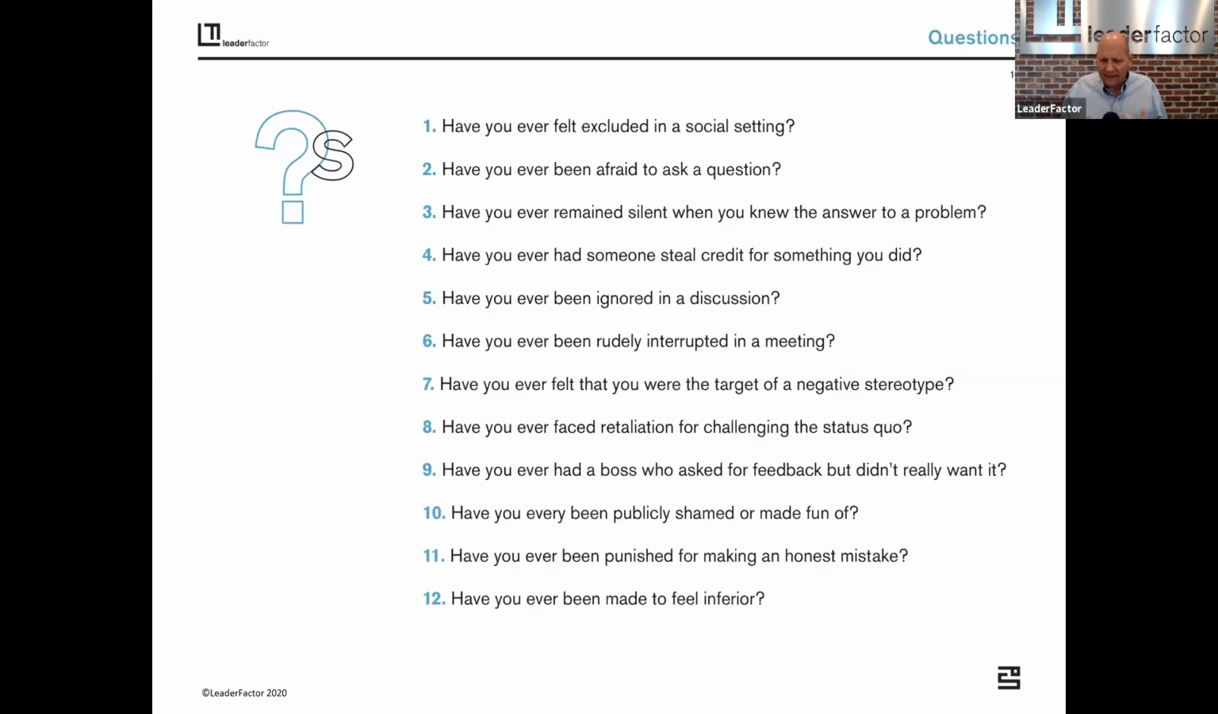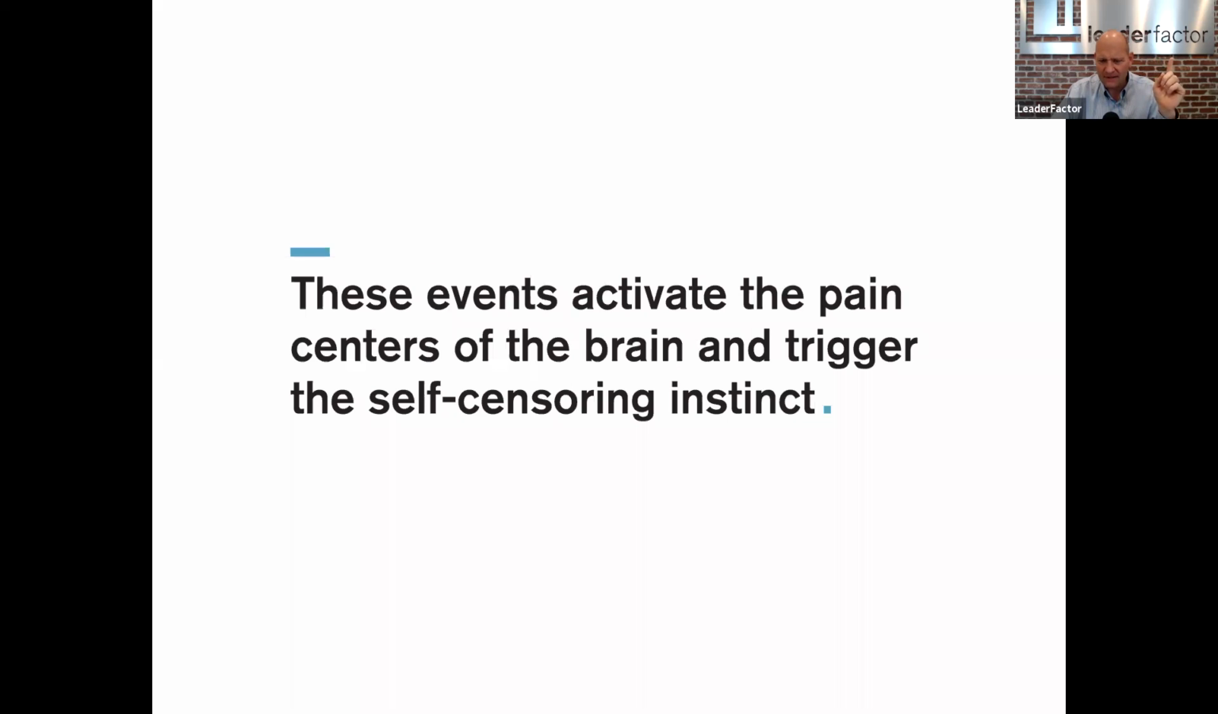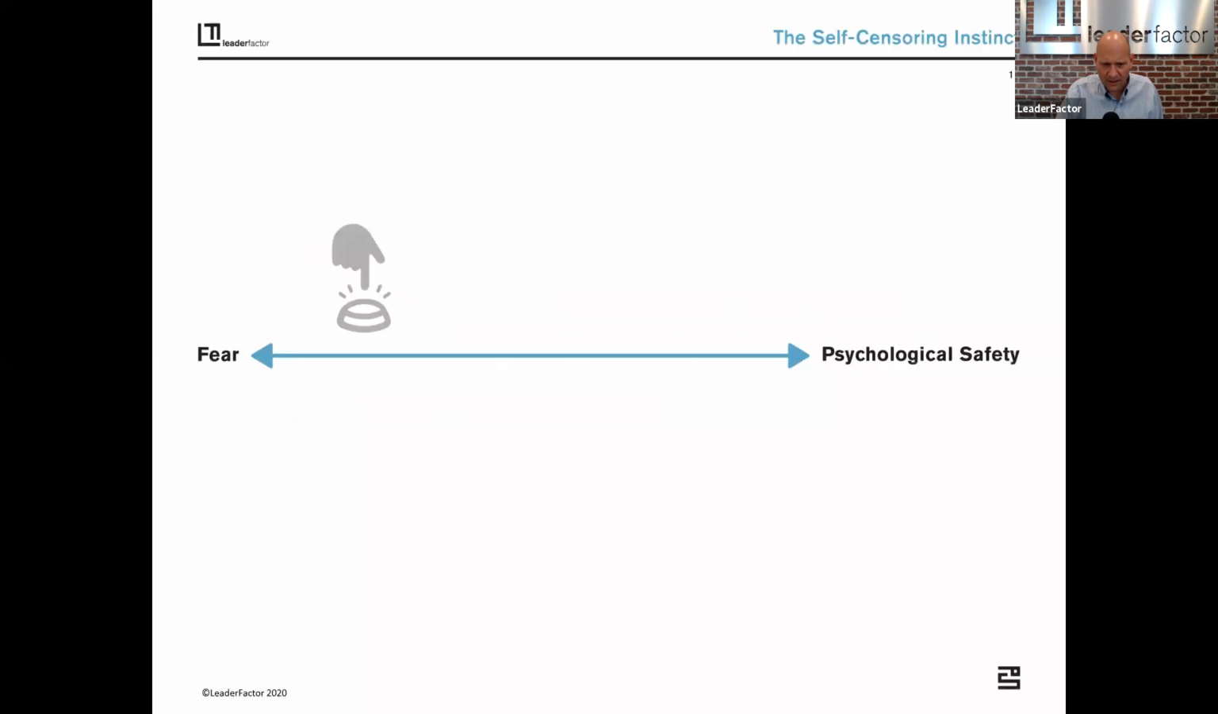But now we're finally, based on mounting empirical research, able to understand the organizational ramifications of these kinds of events. Here's what we know. These events activate the pain centers of the brain and trigger the self-censoring instinct. We all have a self-censoring instinct. Let's talk about how that works. Let me graphically portray this.